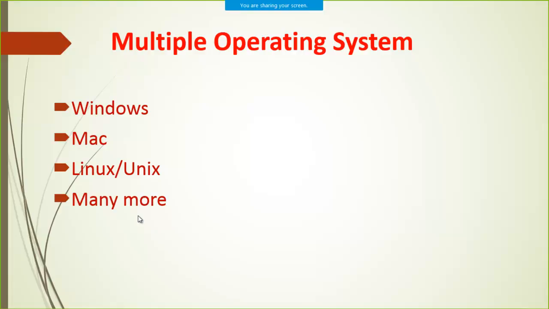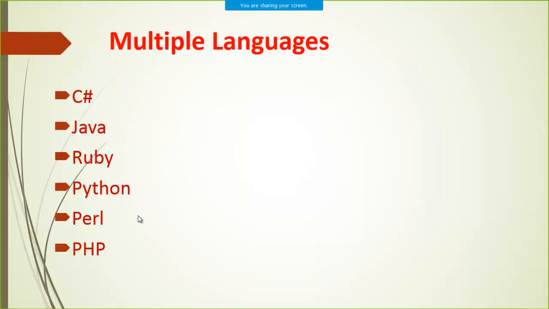Alright, so now if you have to use this tool, you'll have to write your code in some language. For example, you can write the Selenium code in C#, Java, Ruby, Python, Perl and PHP. So these are some of the languages which Selenium supports, and you can write your script in any of these languages to work with Selenium.